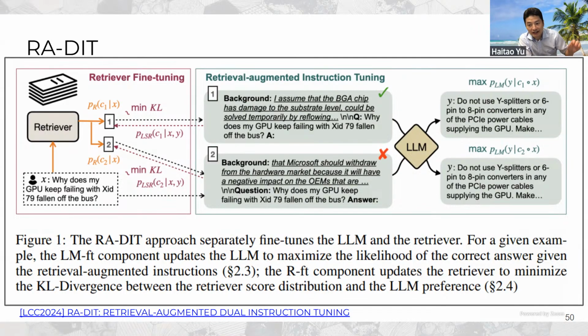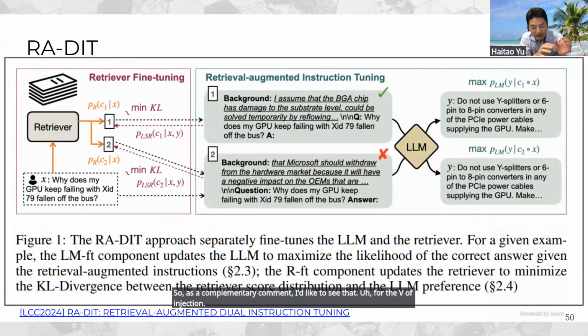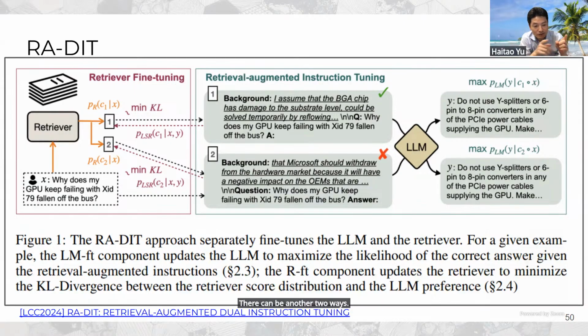By the way, I checked the entire slides for this lecture this time. As a complementary comment, I'd like to say that for the way of injection, as far as I know, there can be 3 types of ways for injecting the retrieved results. The current example is using the raw text. There can be another 2 ways. One is using embedding vectors. The third can be parameters like LoRA. Later I will share the detailed descriptions within the Slack channel. Thank you very much.